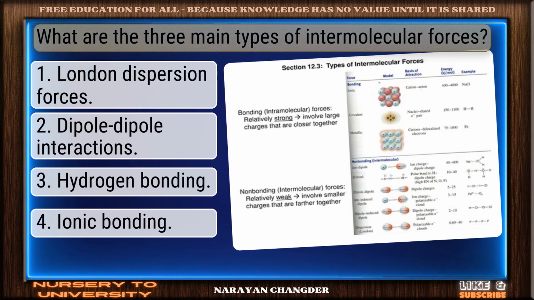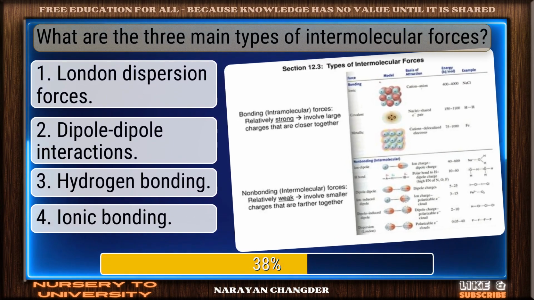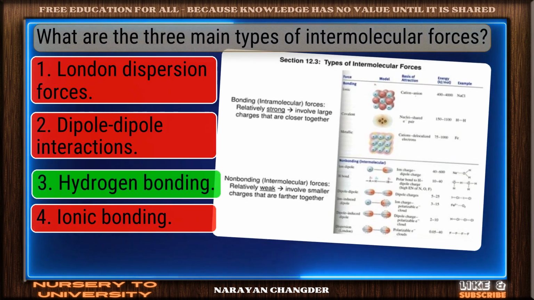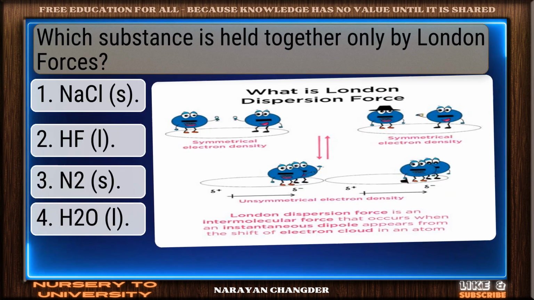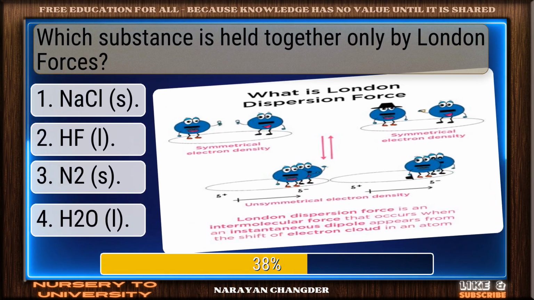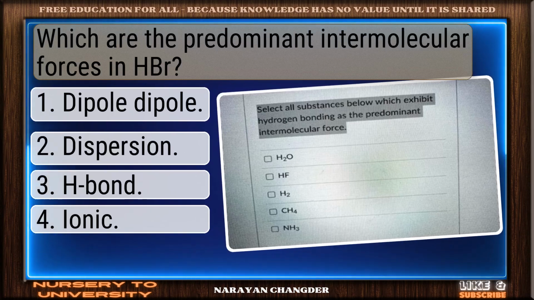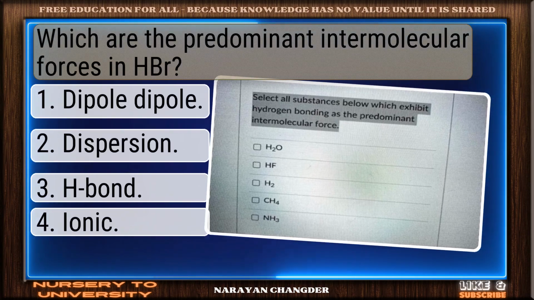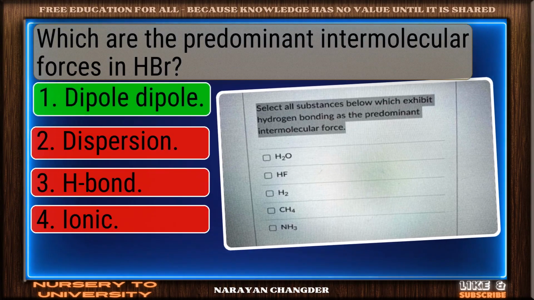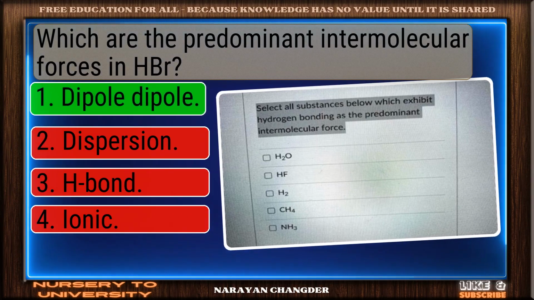What are the three main types of intermolecular forces? Solid response. Hydrogen bonding is a valid choice. Which substance is held together only by London forces? N2 is the answer. Which are the predominant intermolecular forces in HBr? Correct response. Dipole-dipole is the most accurate answer.